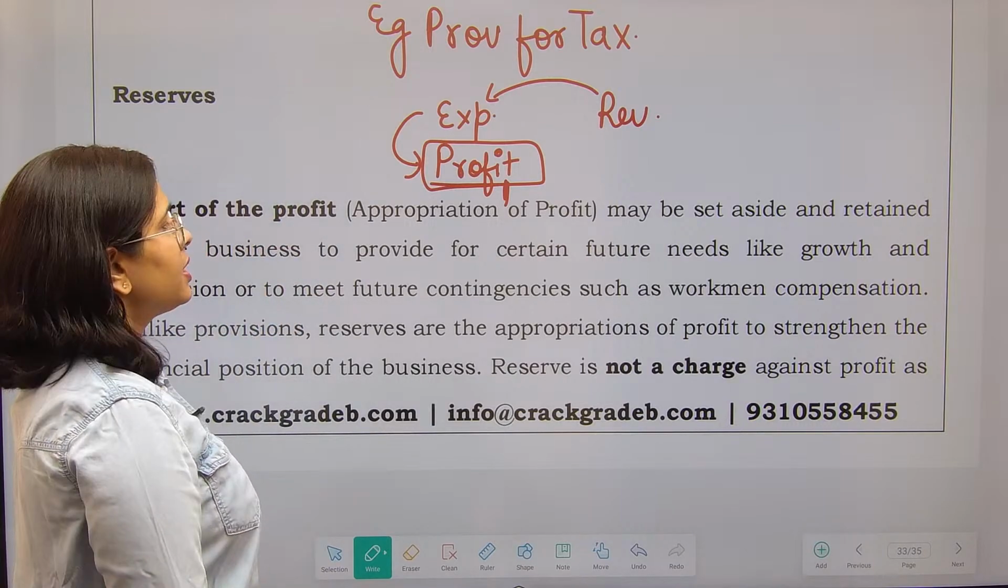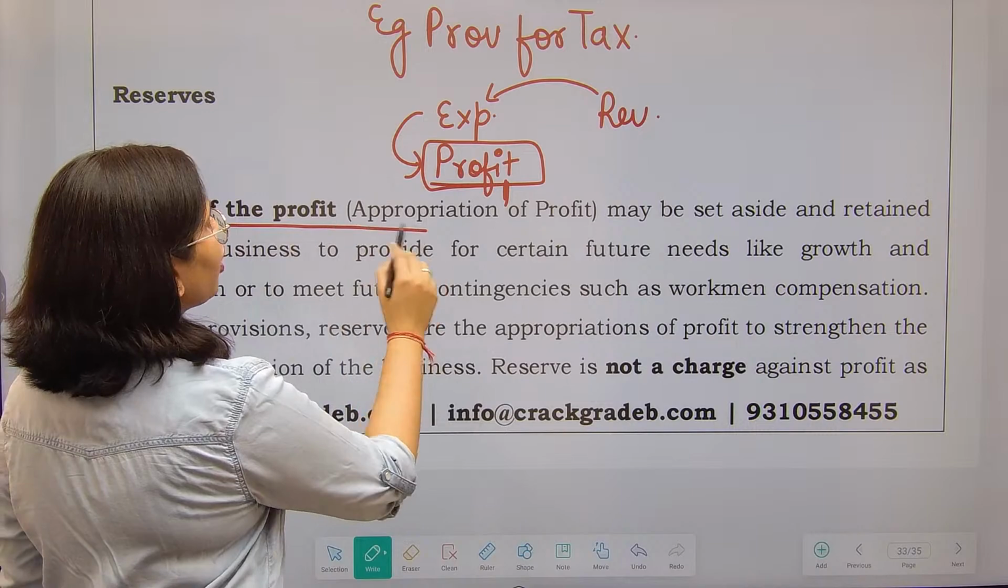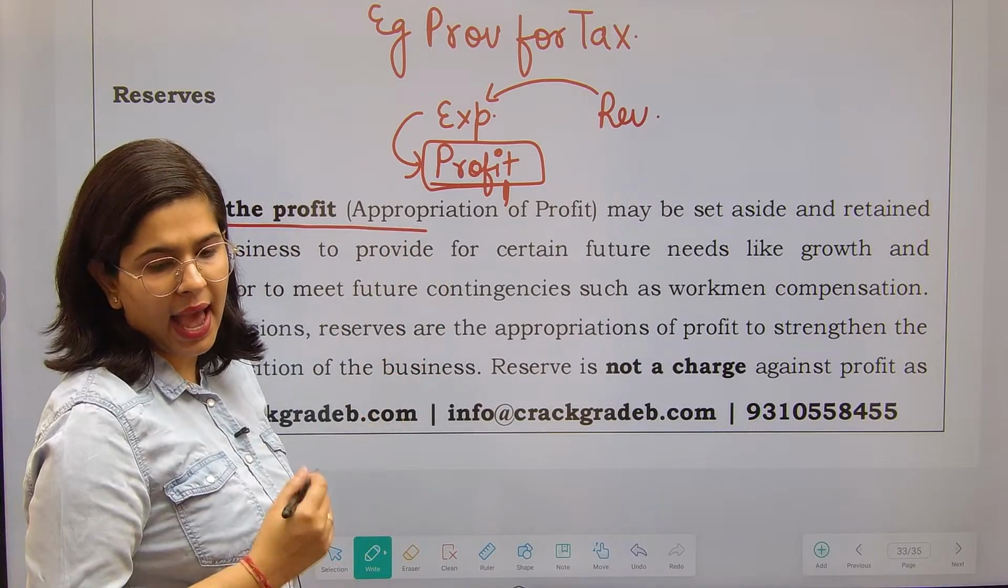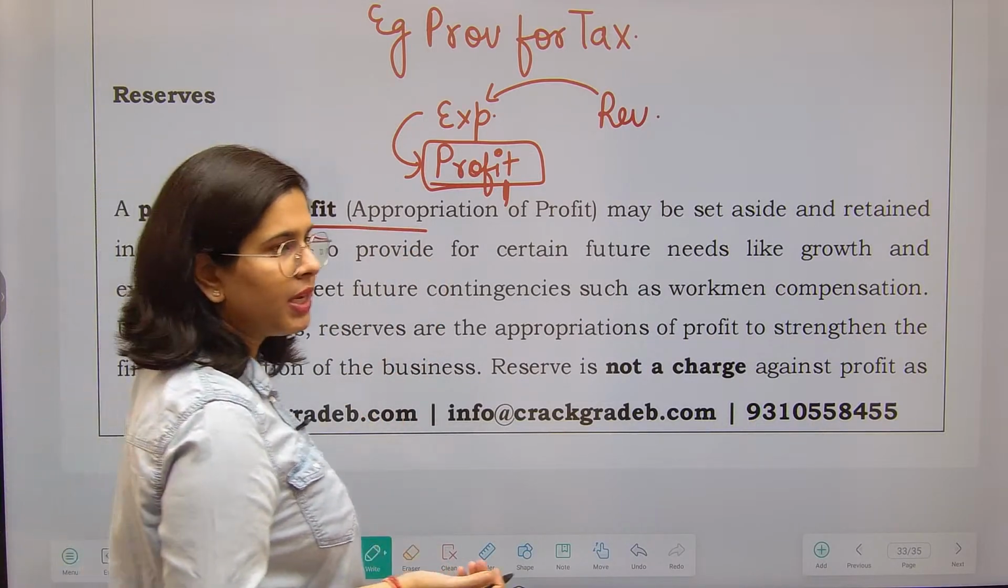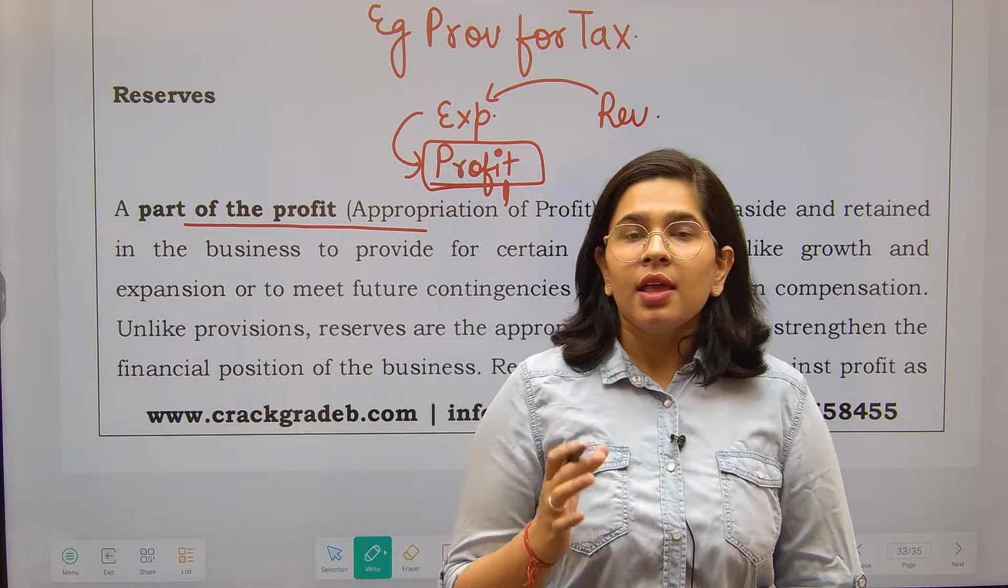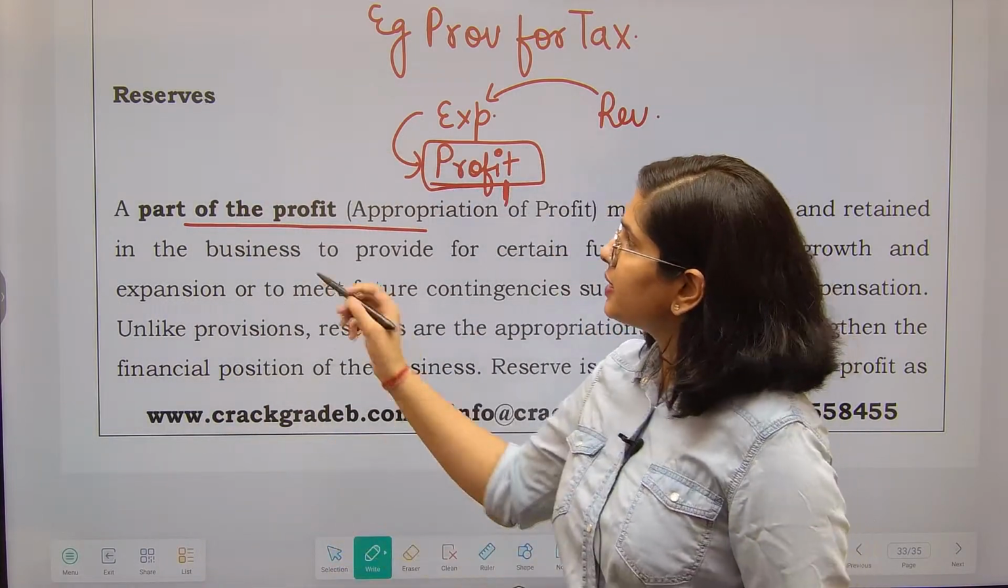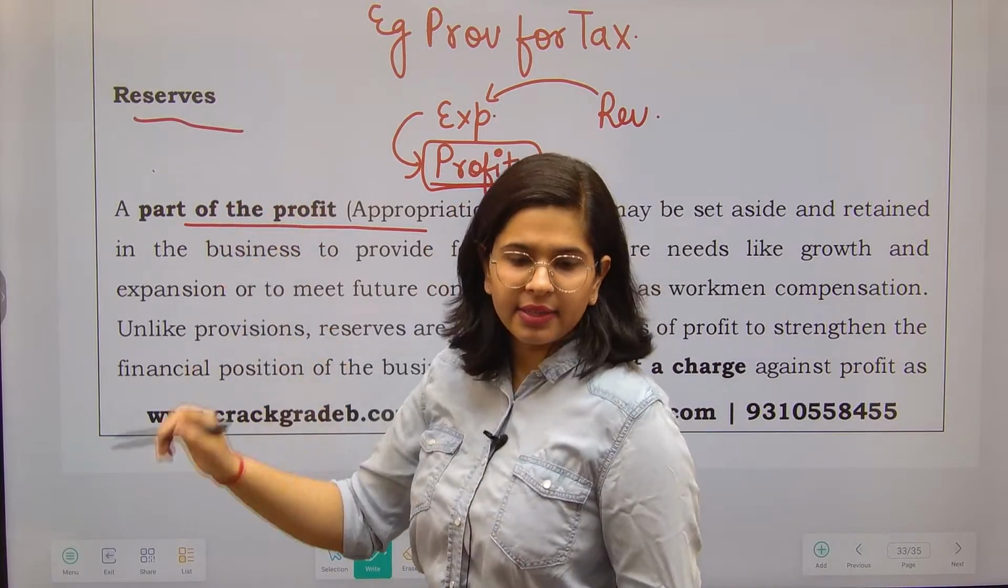See over here. So reserves is what? This is a part of profit, also called the appropriation of profit. What do I mean to say by this? See, appropriation of profit, reserves are called like that. ठीक?